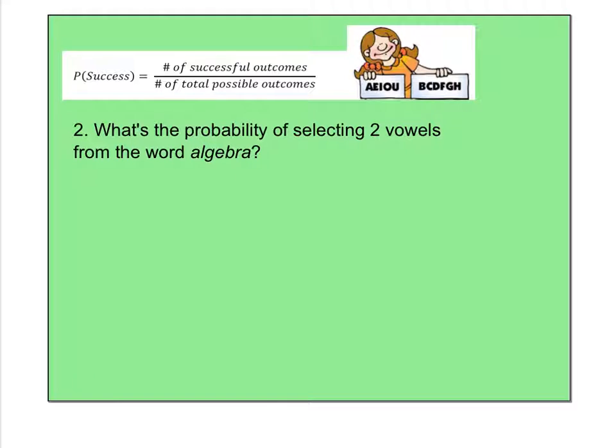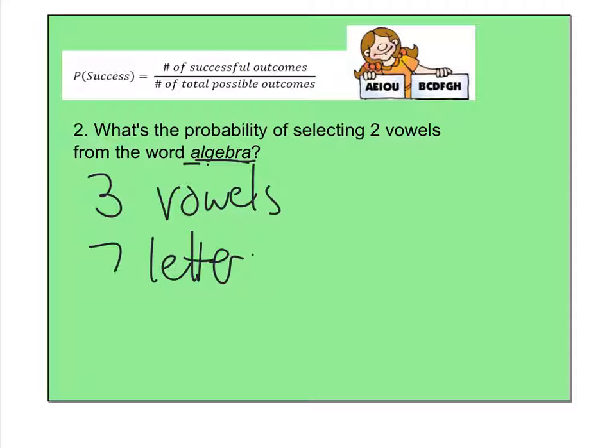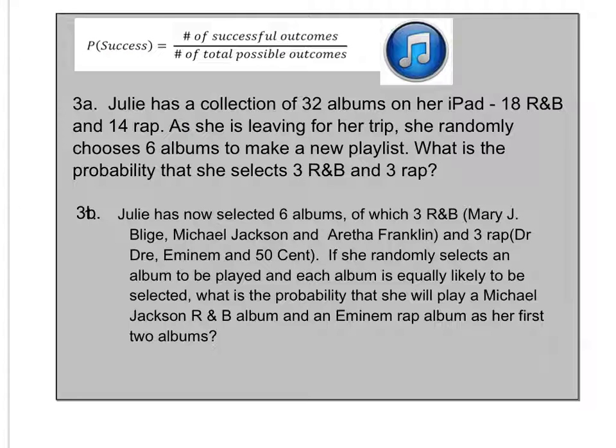So what's the probability of selecting a vowel from the word algebra? Well, I have 1, 2, 3 vowels, out of 7 letters. So that means it's 4 consonants. So that's going to be 3 out of 7. So that's going to be my probability.